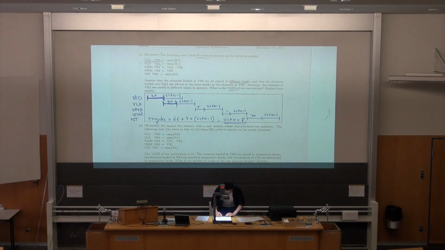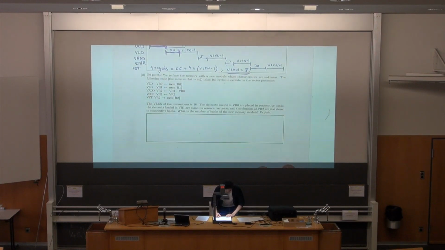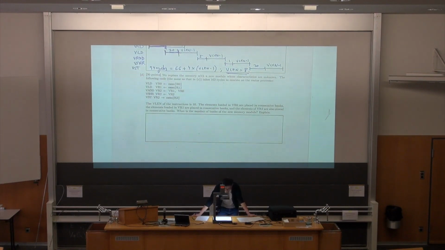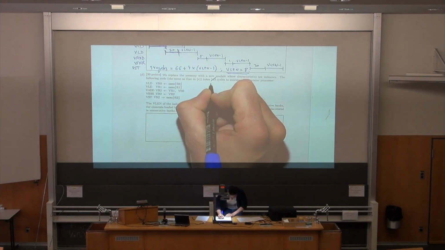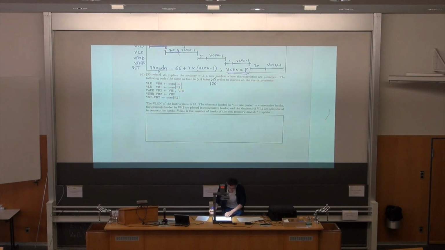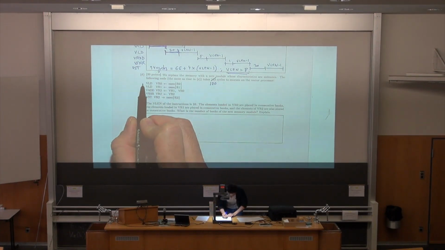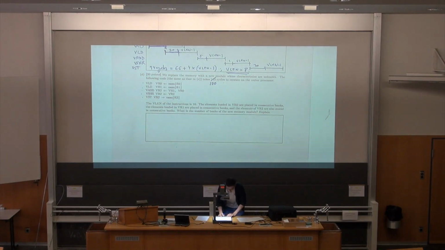Now let's go to the last part, part D. It says we replace the memory with a new module whose characteristics are known. The following code takes 163 cycles. This is wrong, actually. This is 170 cycles, is what we have to consider, to execute on the vector processor, and then we have the same code here, right? Load, add, shift right, and store.